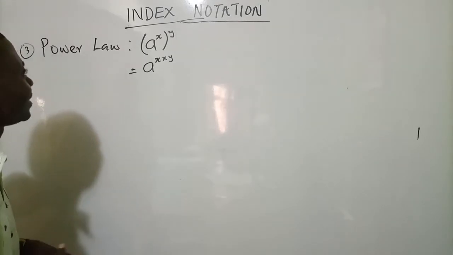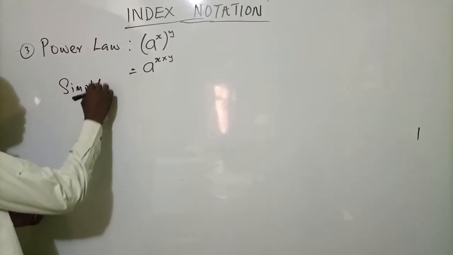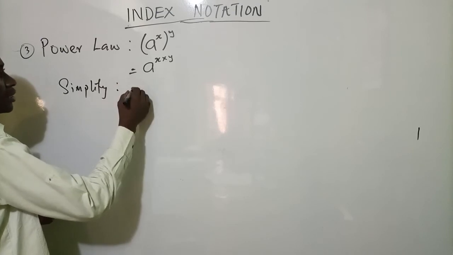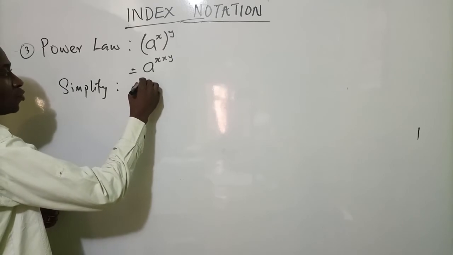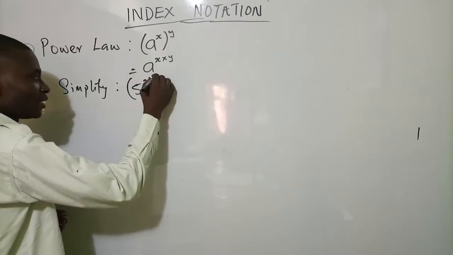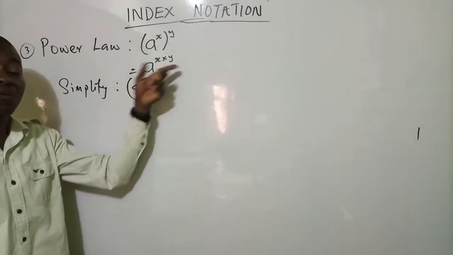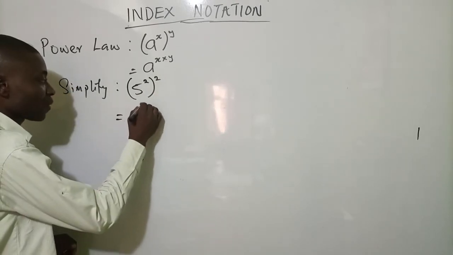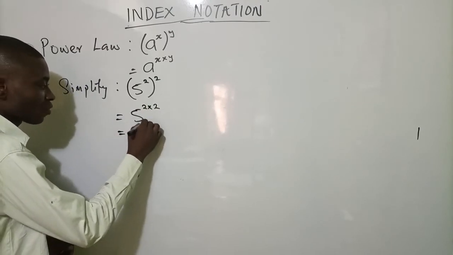So how do we apply this? For instance, you have a question like this. I say simplify. Let's say this time we have 5 raised to the power of 2, then raised to a power of, let's say, 2 again. Something like this. It can be 3, it can be 4, it can be whatever it is. Now, what is the power law saying? It is saying that this is seen as 5 raised to the power of 2 times 2, which equals 5 raised to the power of 4.